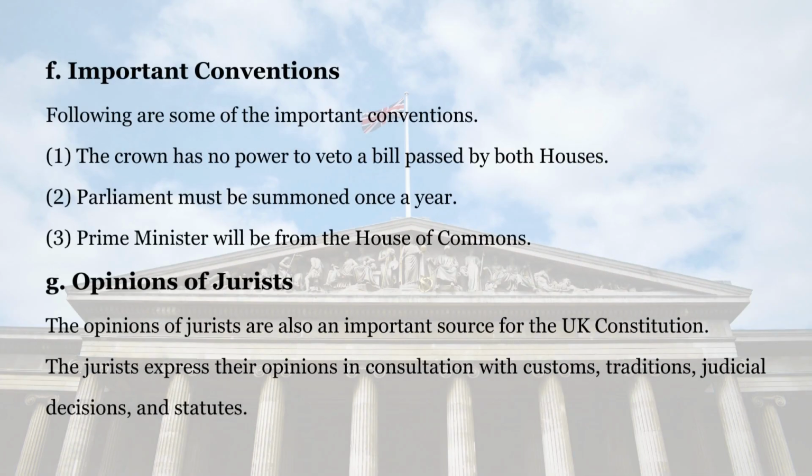F. Important conventions. Following are some of the important conventions. 1. The Crown has no power to veto a bill passed by both houses. 2. Parliament must be summoned once a year. 3. Prime Minister will be from the House of Commons. G. Opinions of jurists. The opinions of jurists are also an important source for the UK Constitution. The jurists express their opinions in consultation with customs, traditions, judicial decisions, and statutes.